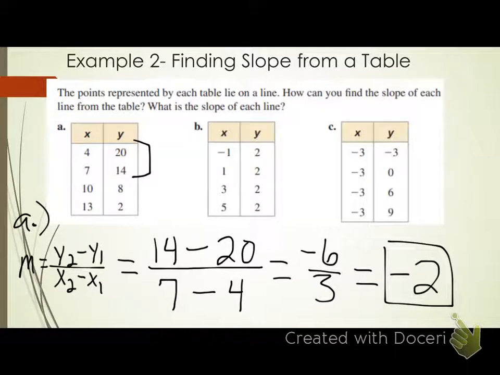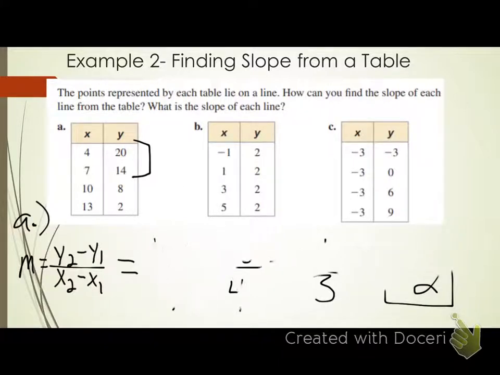So for B, would it be 0? Well, we're getting there. Okay, let's move on to letter B. Letter B. Negative 1, 2, 1, 2, 3, 2, 5, 2. Raise your hand if you'd like to pick the 2 points for me. Say 1, 2, 3, or 4. Pick 2 of them. 4 and 3. 1 and 2 again? First 2?